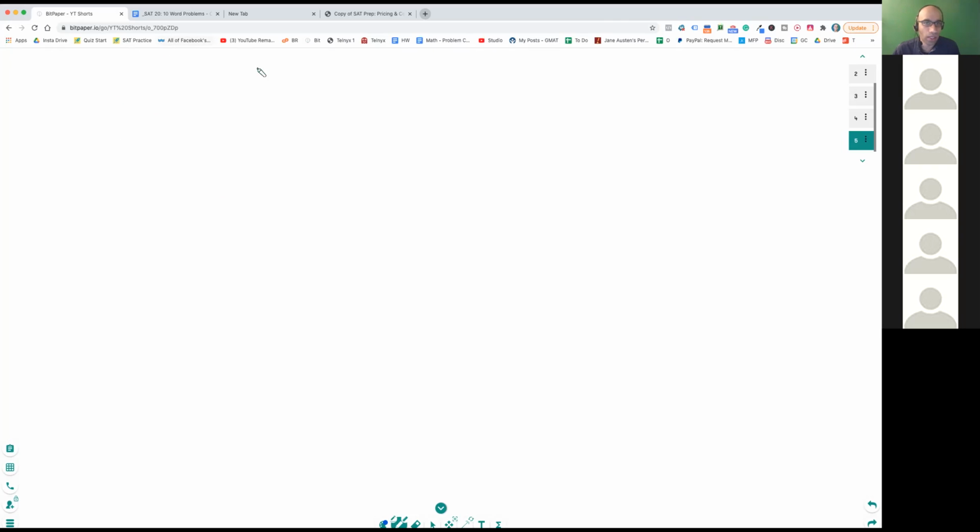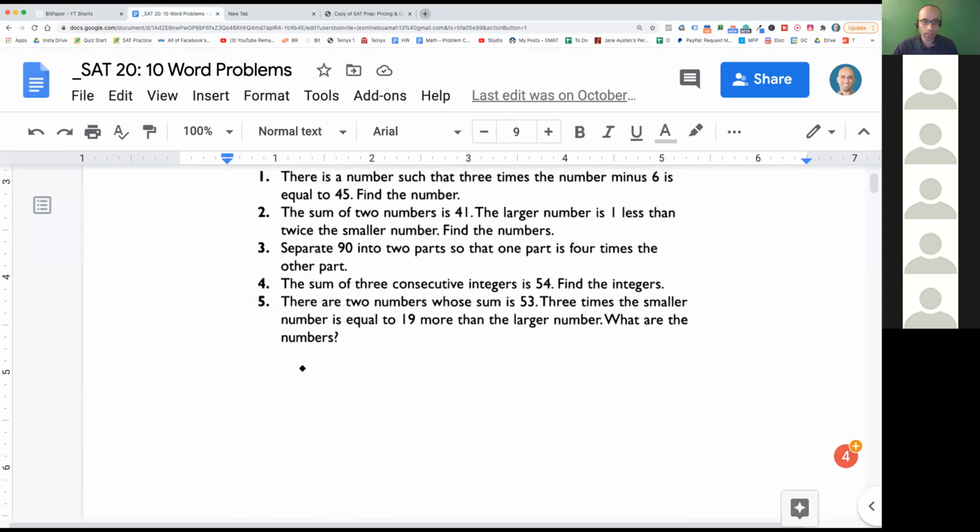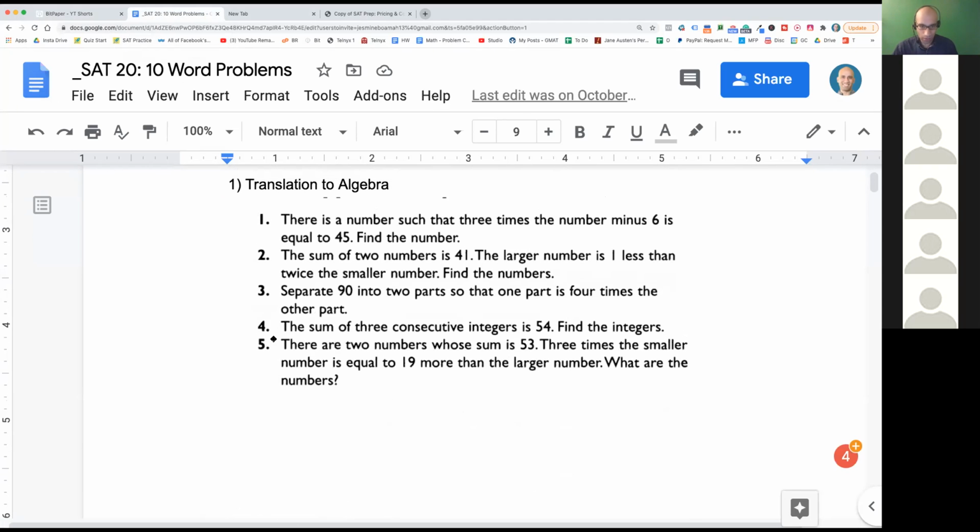Okay, so let's get going with the most important word problem here, which is going to be solving with x. Let's see how we can solve this first problem right over here. See if you can solve this first problem.